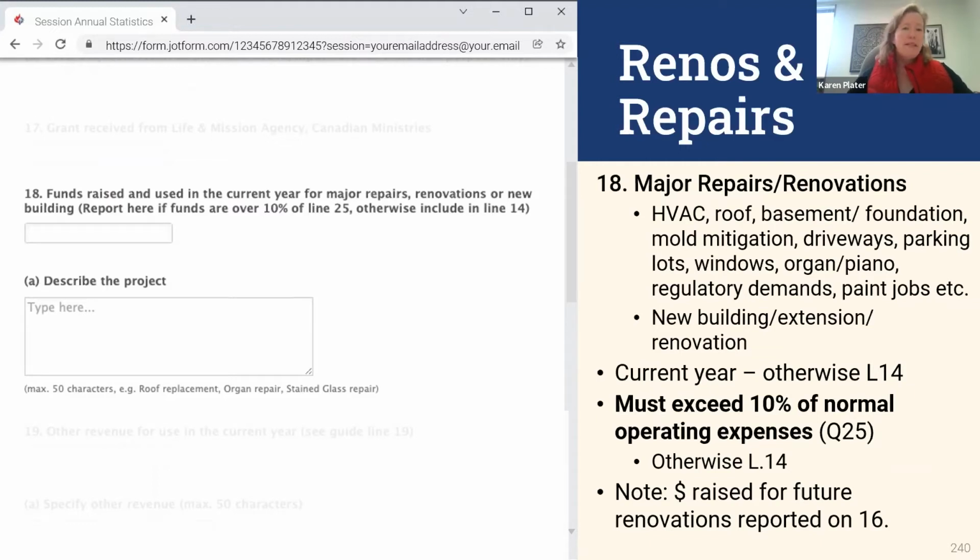All right, now we're coming to major repairs and renovations. These are funds that you raised this year and that helped pay for major repairs and renovations. This might be your heating and cooling, your roof, your basement, your foundation, or mold mitigation. There's a whole list of things included under major repairs and renovations. The key is that the major repair or renovation needs to exceed 10% of your normal operating expenses, which you'll see in line 25.